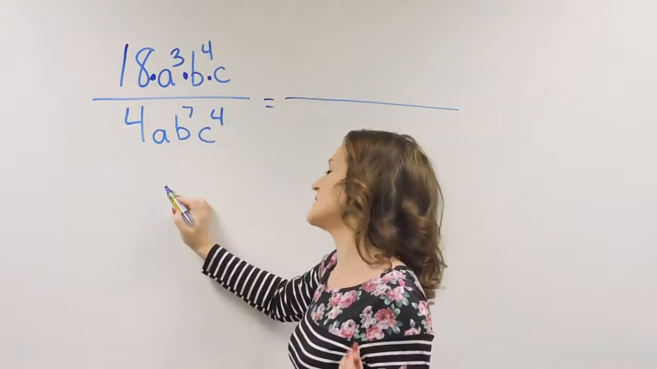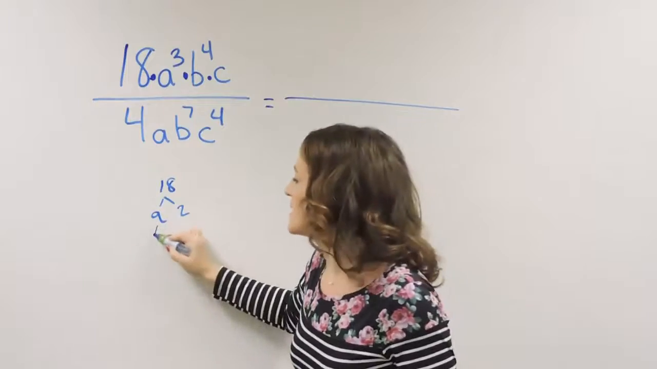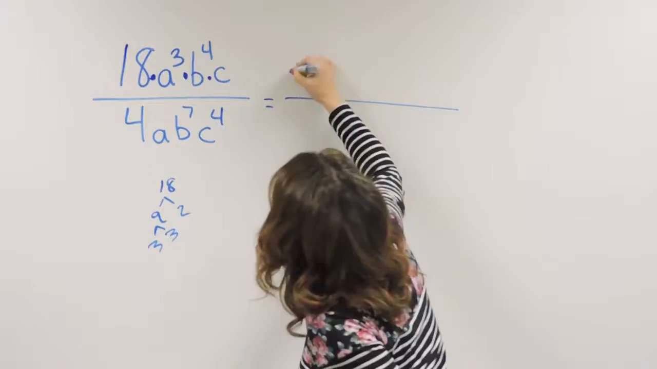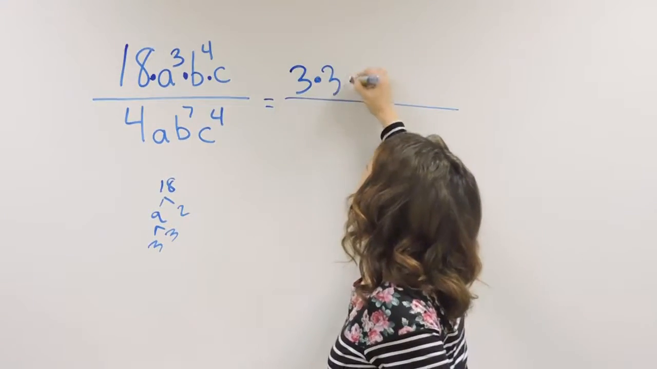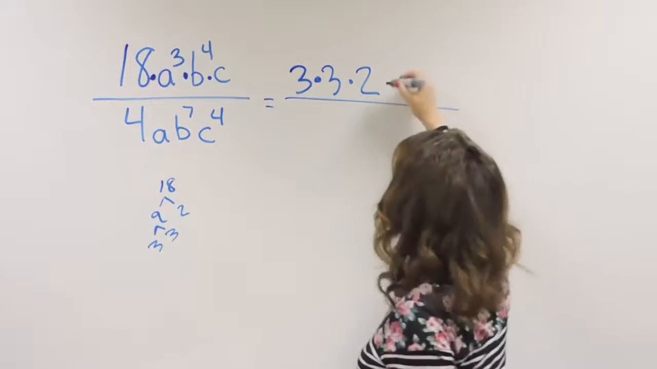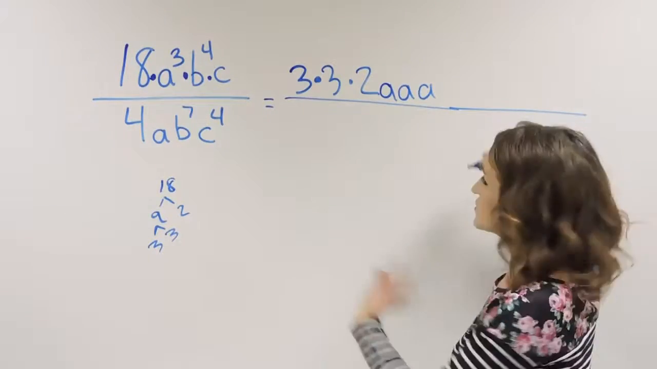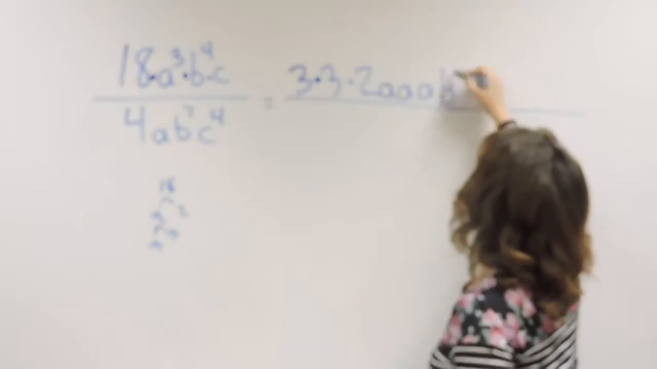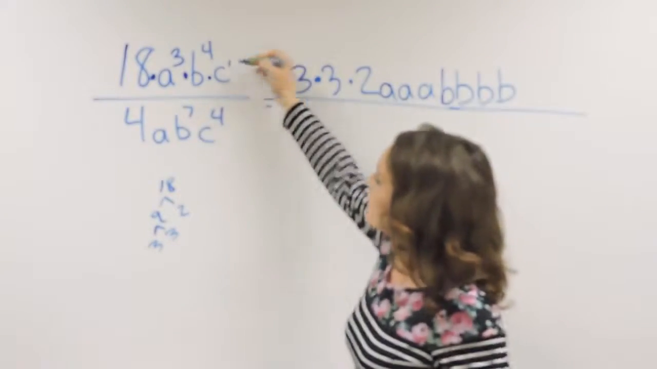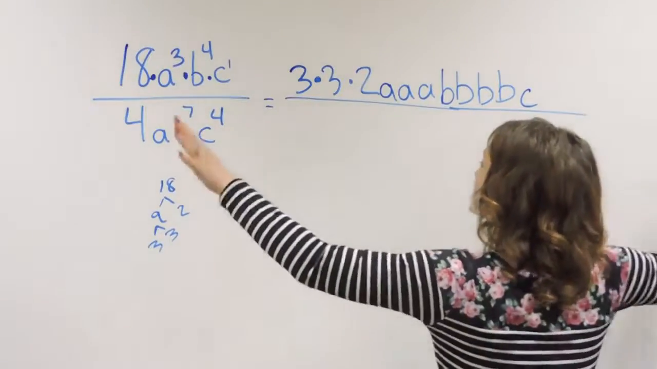So for example, 18. Well, 18 is 9 times 2, but 9 is also 3 times 3. So 18 is really 3 times 3 times 2. A cubed, well, a cubed just means, hey, I have a times a times a. B to the fourth, so do the same thing, stretch that out. I have b times b times b times b. And then c, that's to the first power, so that means we have one of those. So this is what I mean by expand it.